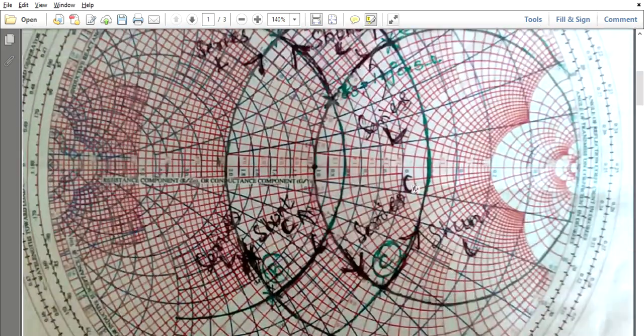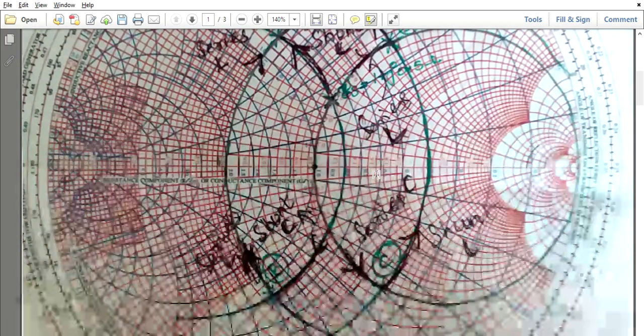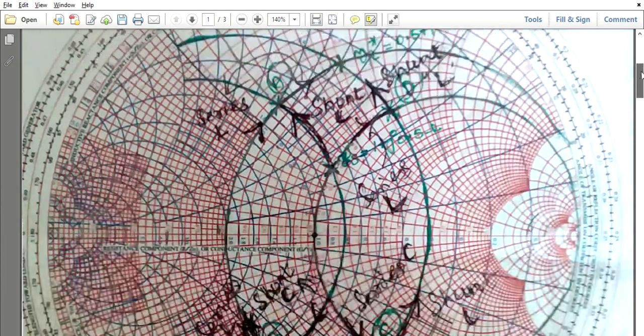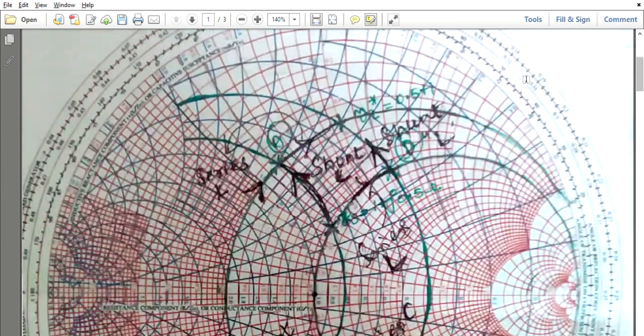So 0.5 you have to mark here. So 1, 0.9, 0.7, 0.6, 0.5. So this is the value of 0.5. So the 0.5 arc you have to project here, and similarly the 1 arc you have to project from this inductive reactance. So you have to find the intersection point between the one resistance arc and the 0.5 inductive reactance arc. That will meet at one point, that will give the ZL point. So this is the point where we have ZL.